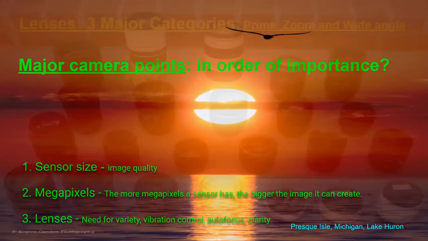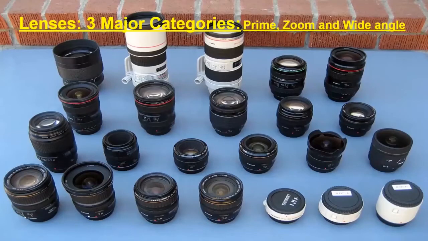Well, there's 3 major categories of lenses. I mean, you look at this, it's almost like data overload. Which one do you get? You've got prime lenses, you have zoom, and you have wide angle. So these are the top 3 categories, and I'll mention a couple others after this.